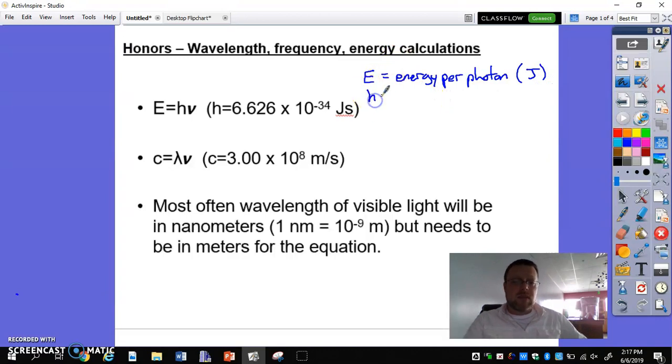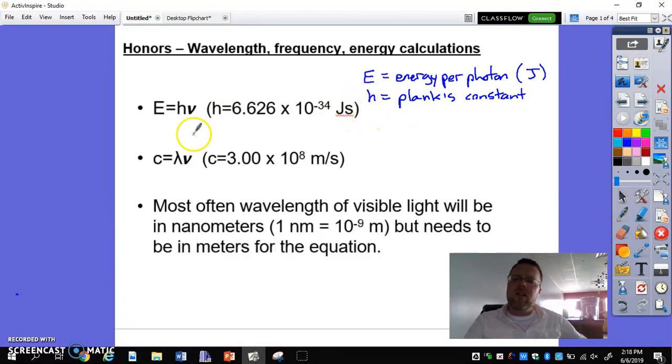h in this equation is a constant. This is Planck's constant. Now, constants by definition don't change. This is always the same number. So I've got this written out next to the equation. h is 6.626 times 10 to the negative 34th joule seconds. And this is just a number that you're probably not going to be given in mathematical problems relating to this. So you just need to know that if you need to use that h, that's always going to be the same number. It's that 6.626 times 10 to the negative 34th power.